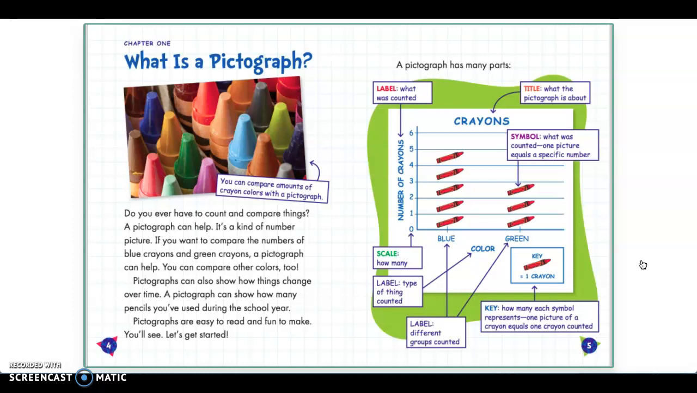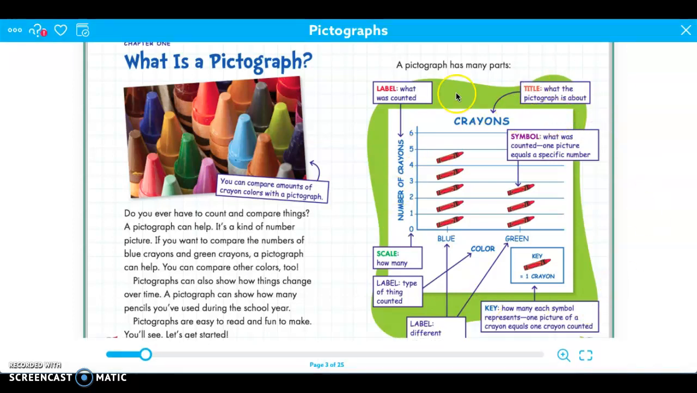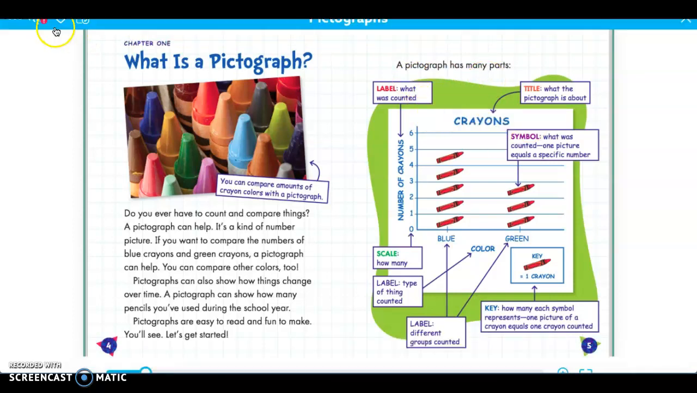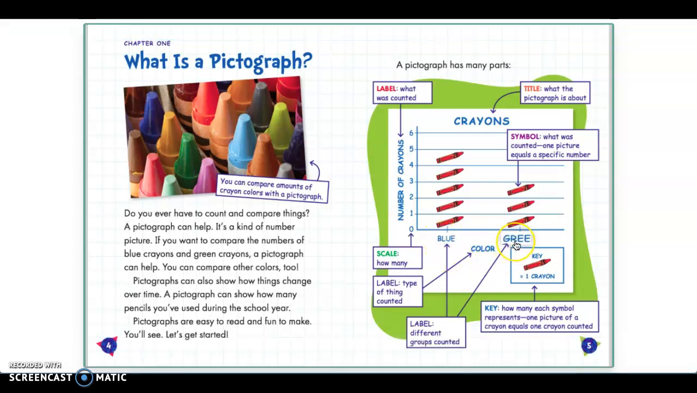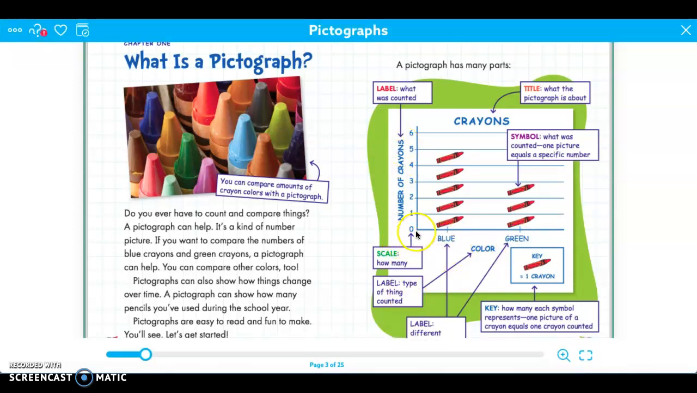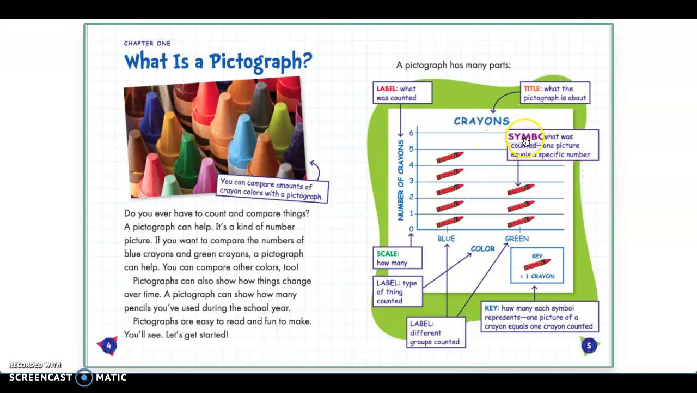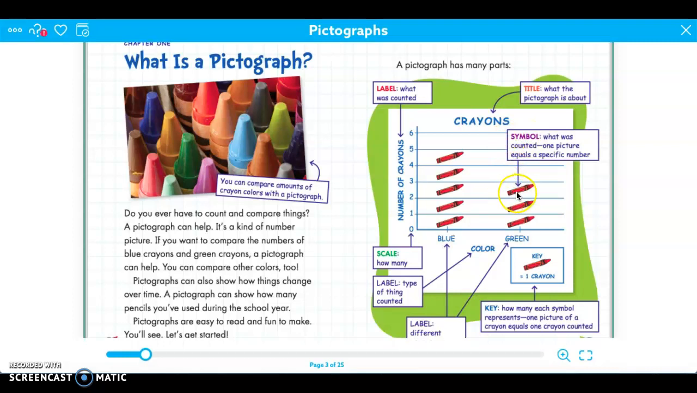So my first picture here shows that a pictograph has many parts. Just like a bar graph, it has a title. It also has a label down at the bottom of what it's about and also what they're surveying about. It has a label on the side and it has the numbers going up. There are two things that are different about a picture graph than a bar graph. The first thing is that you represent your data using symbols. Instead of using bars, you are using symbols or pictures to show what you graphed about.